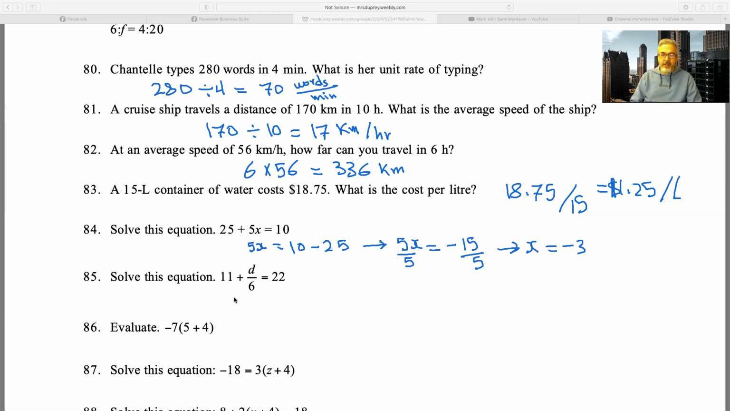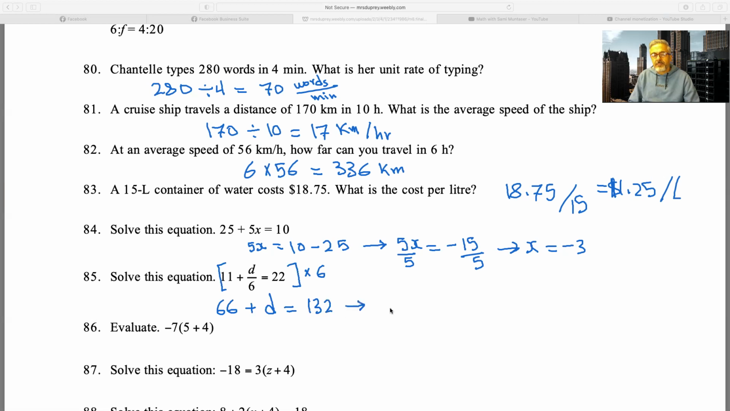Now, how about this one here? If you want to get rid of the fractions right away, if you want to get rid of that 6 on the bottom, you could just multiply both sides by 6. So therefore, you go 6 times 11, that gives you 66, plus 6 times d over 6. And just know when you multiply a whole number by a fraction, the whole number will cancel with the bottom of the fraction. That's why you're multiplying by 6. So that will simply give you d. And 6 times 22 is 132.